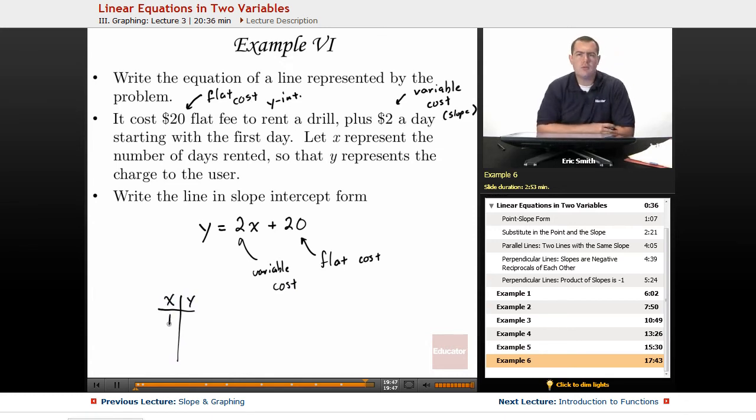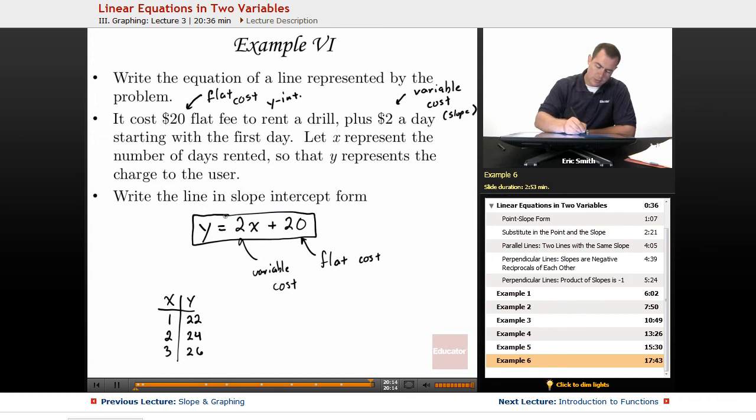So suppose they rent this drill for 1 day. Well, it'd cost $2 for that day plus the $20 flat fee, costing them $22. If they rent it for 2 days, we can put that in for X. So $4 for the variable cost plus that $20 flat fee, $24. And really you could go on and on figuring out how much it costs for each of the different days. But in the end, this formula right here would represent how much we need to charge them. You just simply plug in the number of days for X, and Y would give you the cost.